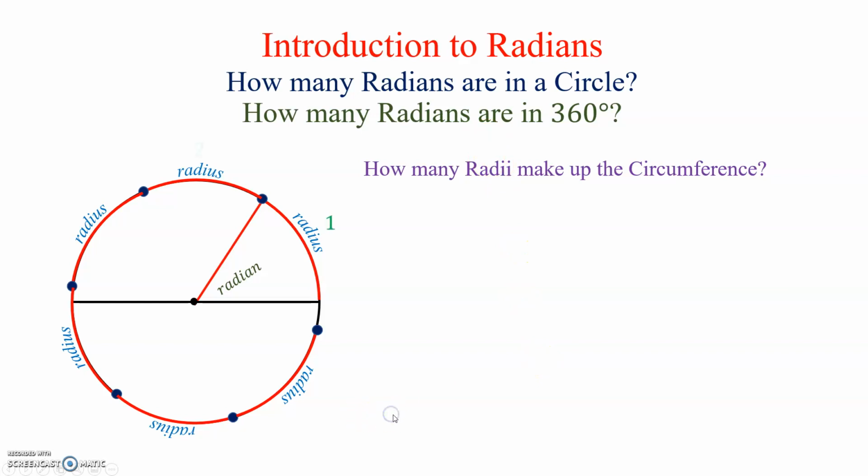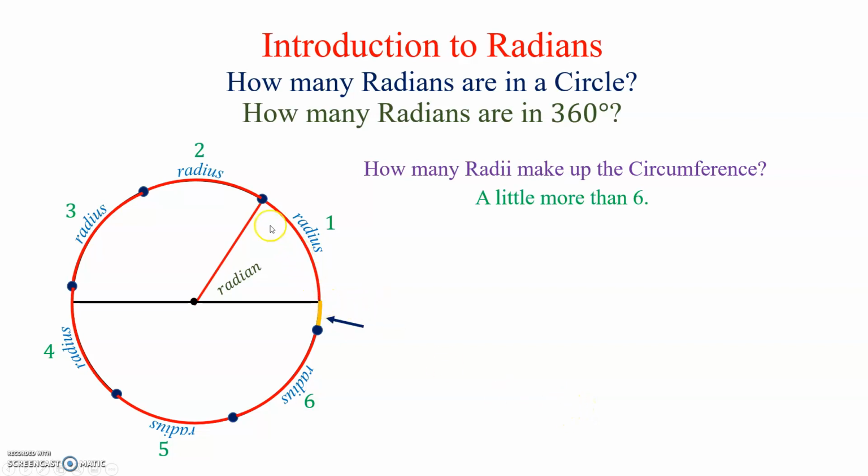Well, if I look at it right now, it's obvious to see that there's 6 plus this little section right there. So if you were asked, how many radii make up the circumference? I would say a little more than 6. Well, that's kind of an estimate. Let's see if we can come up with something a little bit more accurate.